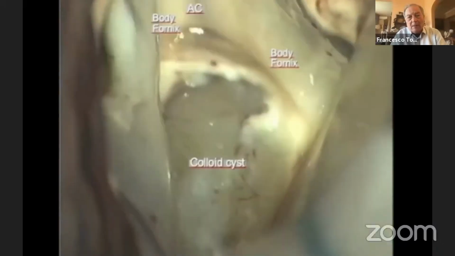as you see, and the colloid cyst appearing through the foramen of Monro. Removal of these cysts was possible through the foramen of Monro. But you have to know that colleagues using more often in colloid cysts the endoscopic approach sometimes can have a bleeding, as in this case, and in this case you can control this bleeding very easily.